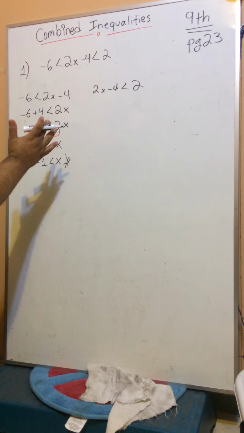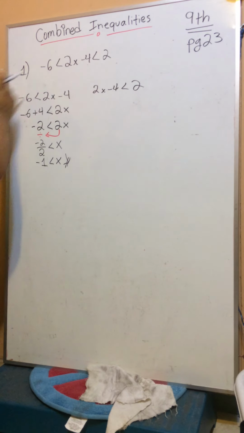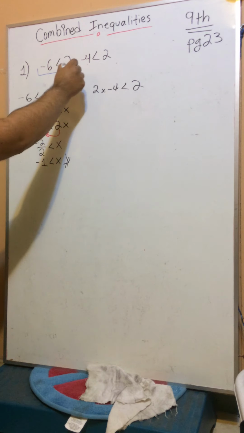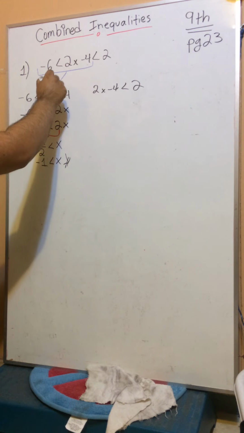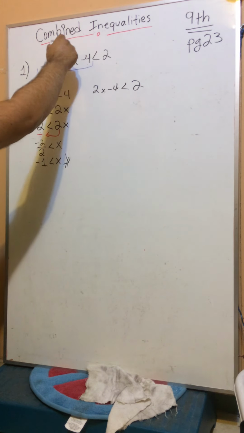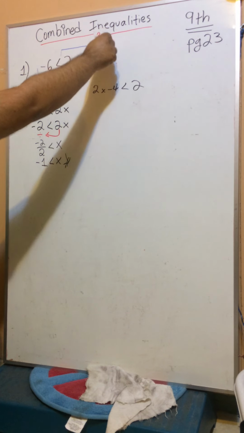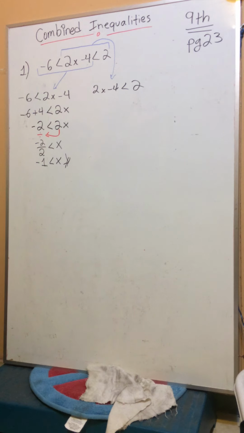This is the inequality on this side. Let me put it like this: this little piece of inequality is here, and this little piece of inequality is here. So that's what we're doing. We're doing it separately so that we can do it easily.